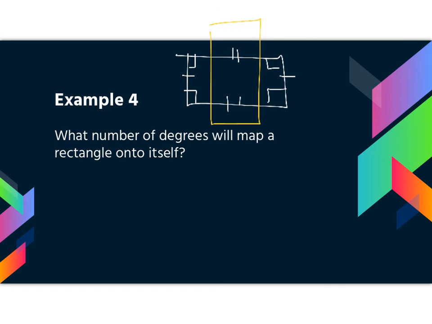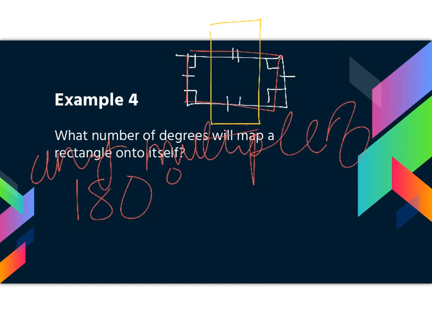So if we rotate 180 degrees, we'll see something like this. So we can see that any multiple of 180 degrees will work. So those are like 180, 360, 540, 720, and so on.